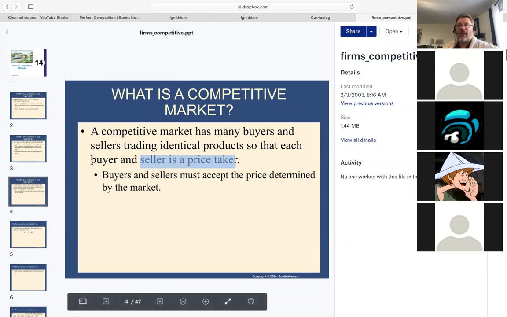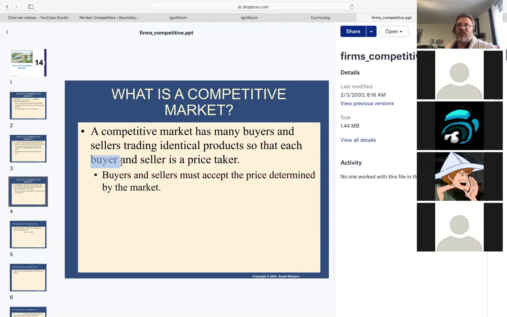Likewise for buyers, buyers are also price takers because there are so many buyers in the market. If you try to bargain with the seller, they're just going to pass and say, okay, don't buy if you don't want to buy at the price. This is what the going price is in the market. I'll just sell to somebody else. And because there are lots of buyers and lots of sellers, it's really difficult for anybody to try to negotiate a better price for themselves.